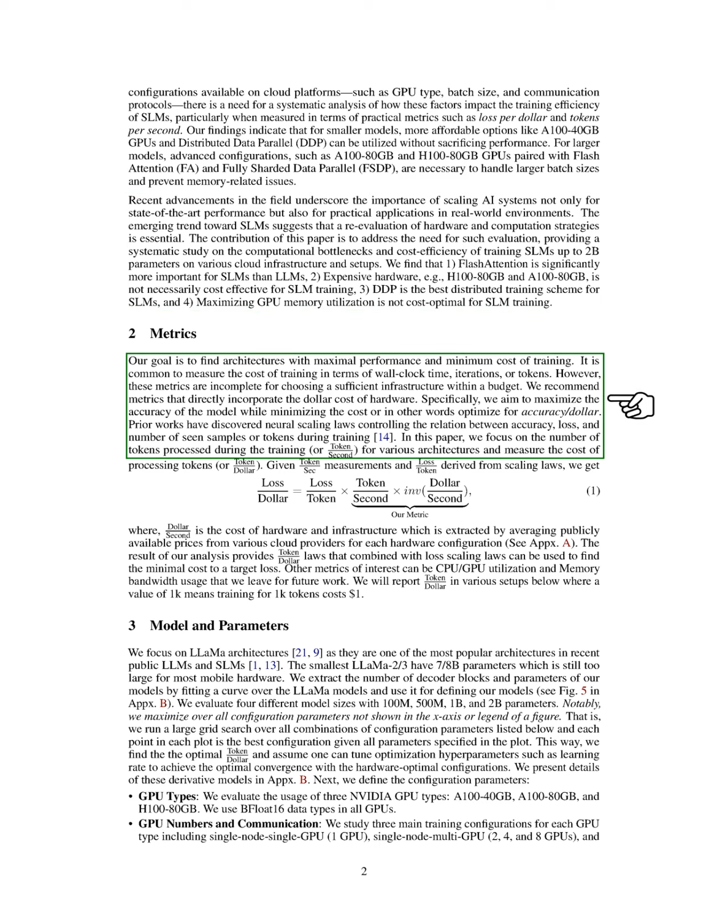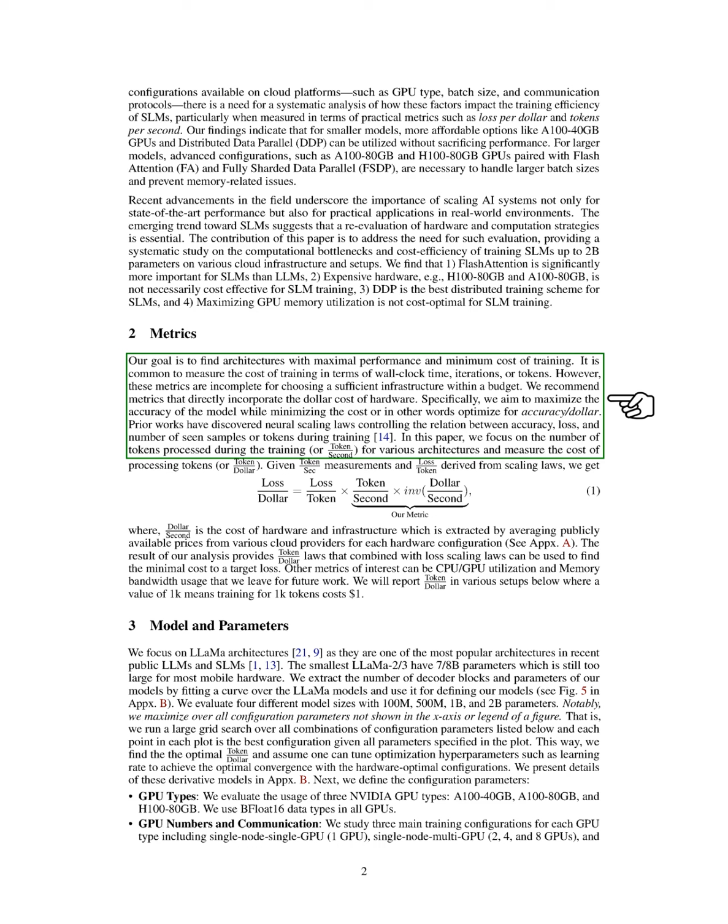We aim to identify architectures that provide the best performance at the lowest training cost. While training costs are often measured in terms of time, iterations, or tokens, we believe these metrics are insufficient for budget-conscious infrastructure choices. We propose metrics that directly consider the dollar cost of hardware, focusing on maximizing model accuracy while minimizing costs, or in other words, optimizing for accuracy per dollar spent.